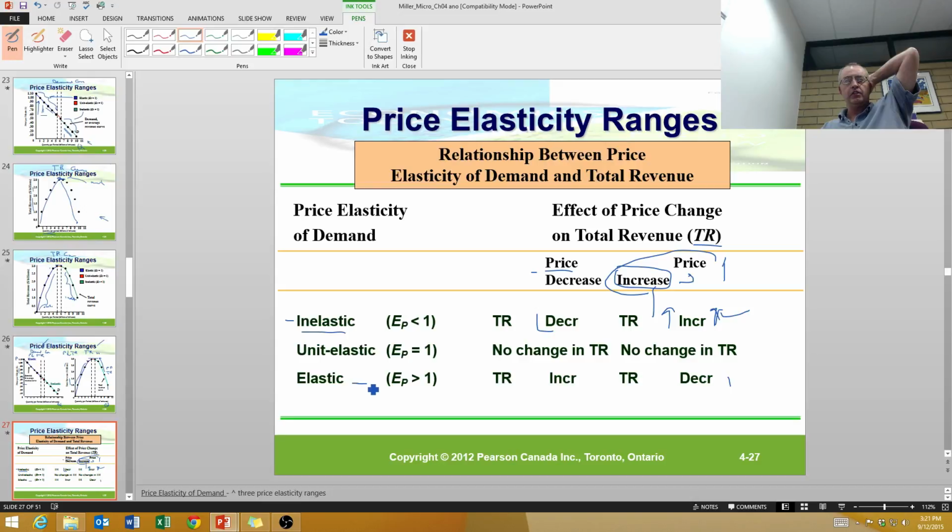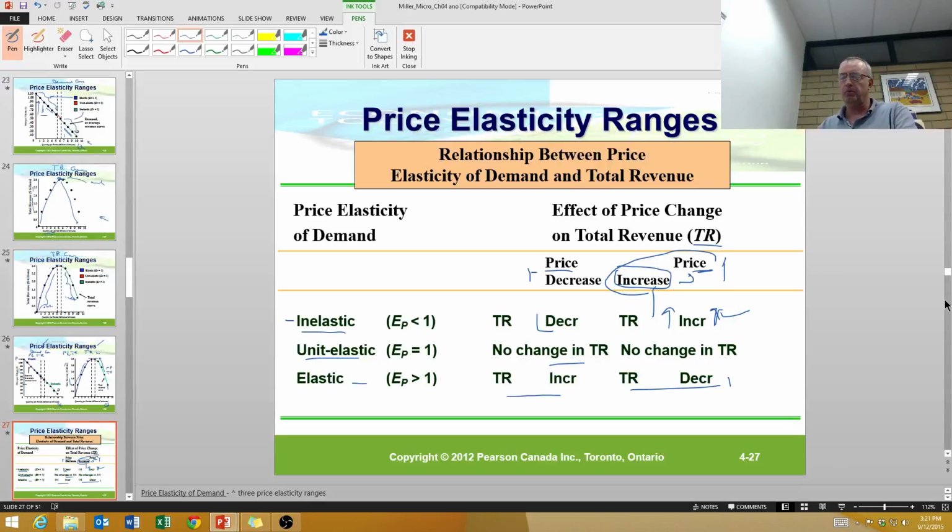And in the elastic section, prices and total revenues are inversely related. So a price increase results in a total revenue decrease, and a price decrease results in a total revenue increase. And of course, for unitary elasticity, price changes have no effect on total revenue. Anyways, I just can't understand other people's charts, and I should fix this. I just have a note: fix slide.